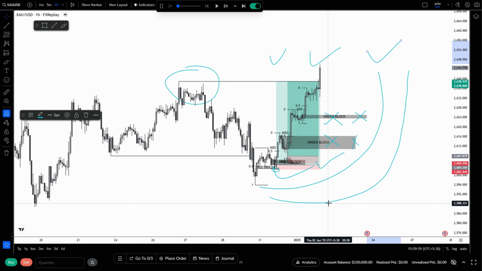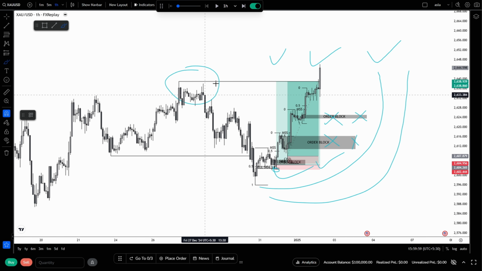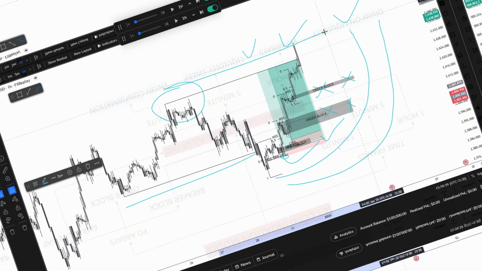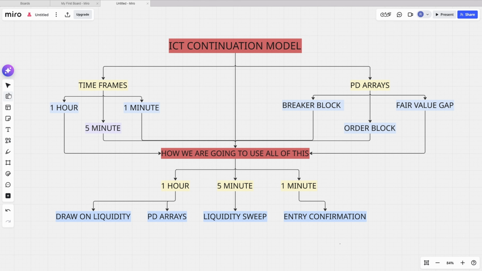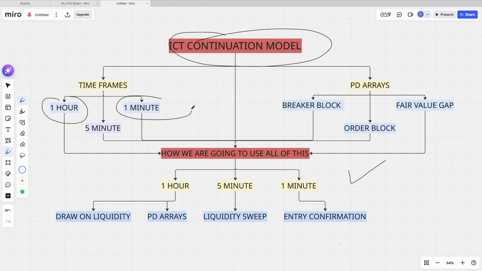This concludes the full example of the continuation model in action, from initial bias formation to final delivery into the higher time frame draw on liquidity. This is how the continuation model is designed to be executed. The continuation model is built on alignment, patience, and structure. It does not rely on prediction, impulse, or frequent participation. Every decision within the model is guided by higher time frame intention and confirmed through lower time frame execution.